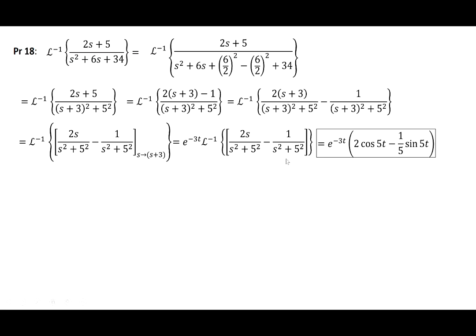Cool? Very important problem. I will definitely ask you a question on this one in a test. It's a 3-star problem. I will change, of course, the numbers and stuff like that, but I'm very, very likely to ask you a question on this. Cool. All right. Let's see.